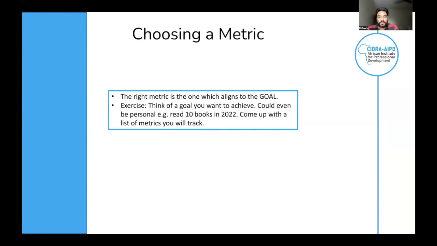And you have a lot of metrics to pick from. You can come up with your own. You have standard metrics that people use. We'll talk about that later in this session. Right now, as an exercise, you can pause this video and think about any goal that you want to achieve, which could also be a personal goal, for example, reading 10 books in this year. And for that goal, come up with a list of metrics that you would track.